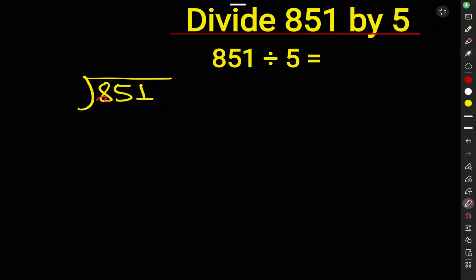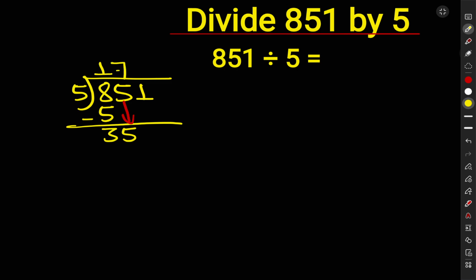We divide 851 by 5 in a long division method. 5 times 1 is 5. On subtracting, we get 3. So now we put down this 5 and it is 35.